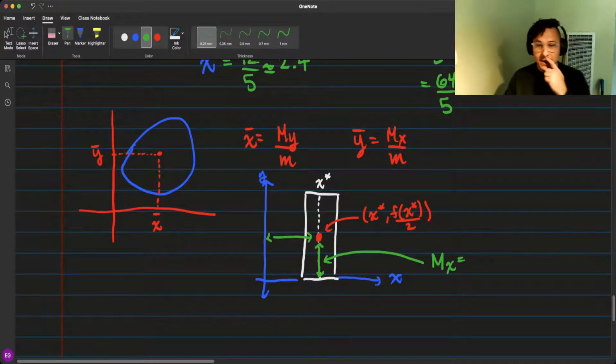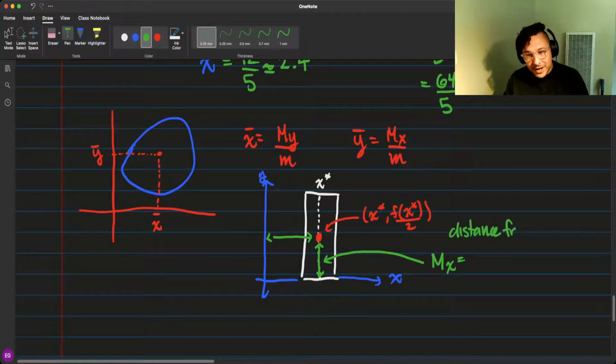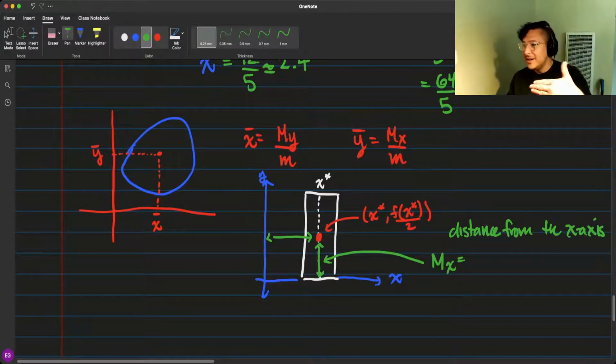There we go. So, the x moment is about the distance from the x-axis. Now, what variable helps you measure distance from the x-axis? Like, if you look at that point, would you use the x variable or the y variable to measure the distance to the x-axis?